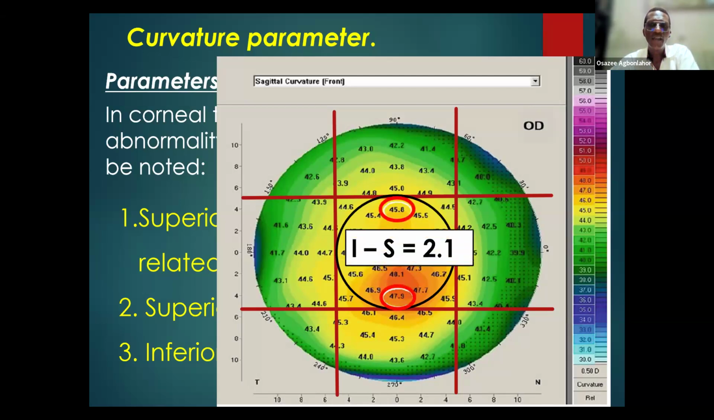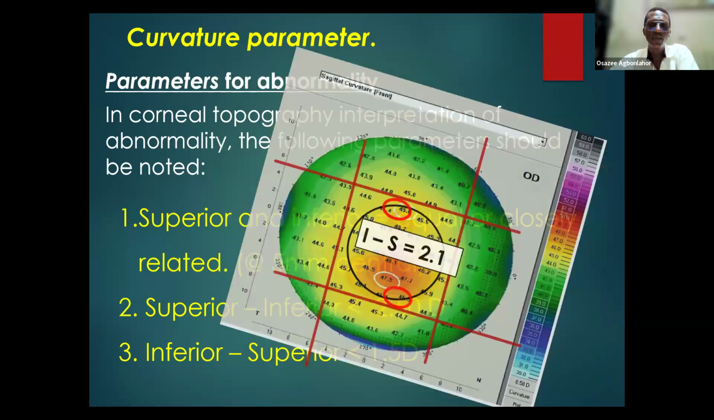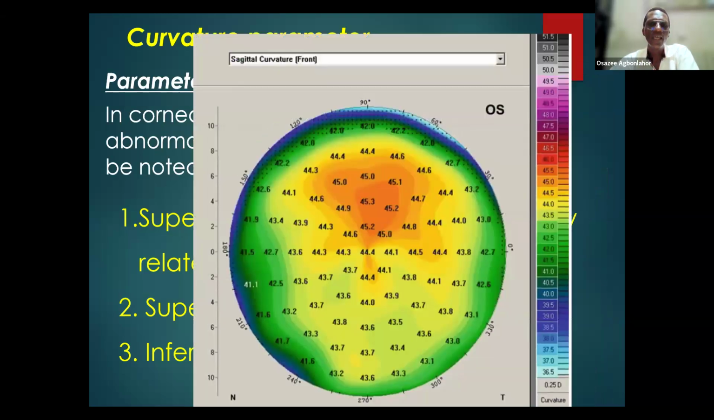So that's what we just did. This is 2.1. This is an abnormal curvature, and you can see even from the colors that here is actually an inferior asymmetric bow tie, as I explained earlier. Here, you can see that this is an asymmetry too.